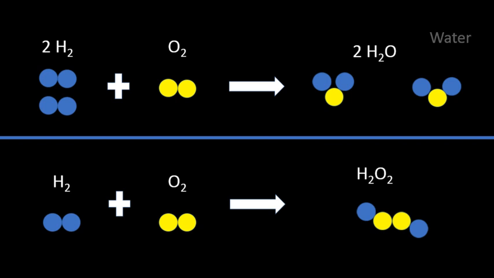At the top, we have water. At the bottom, we have a substance called hydrogen peroxide. Now, the important concept here is that even though both substances are made by the same atoms or the same elements, hydrogen and oxygen, the arrangement of the atoms is different, and because of that different arrangement, both of these substances are very different and have very different characteristics and properties.